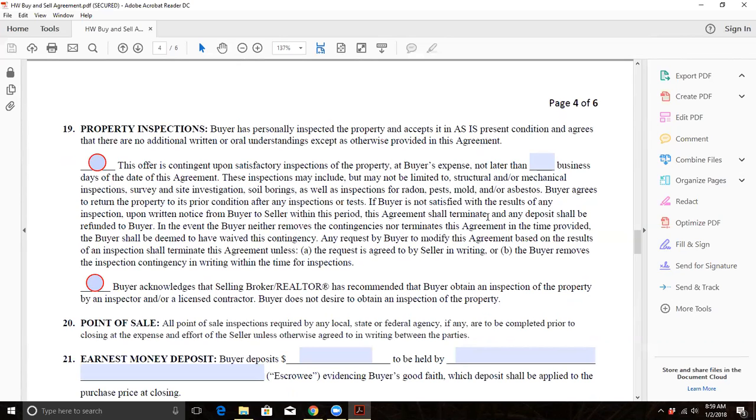This agreement shall terminate and any deposit shall be refunded to buyer. That's an important line in there. A lot of the contracts, the TAR forms, for the longest time had "substantial impact" as that kind of threshold, that if something's found to be a substantial impact, then you can renegotiate or get yourself out of the contract.